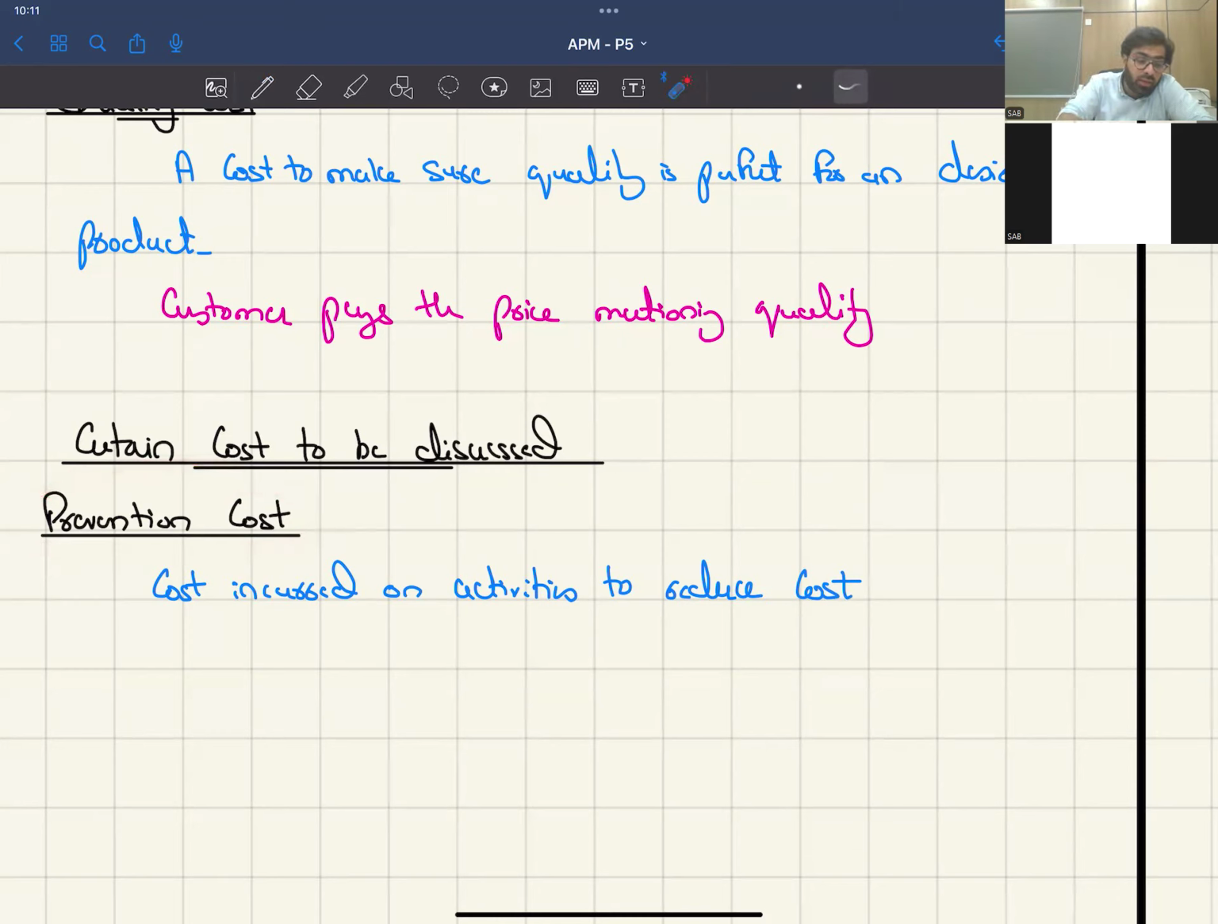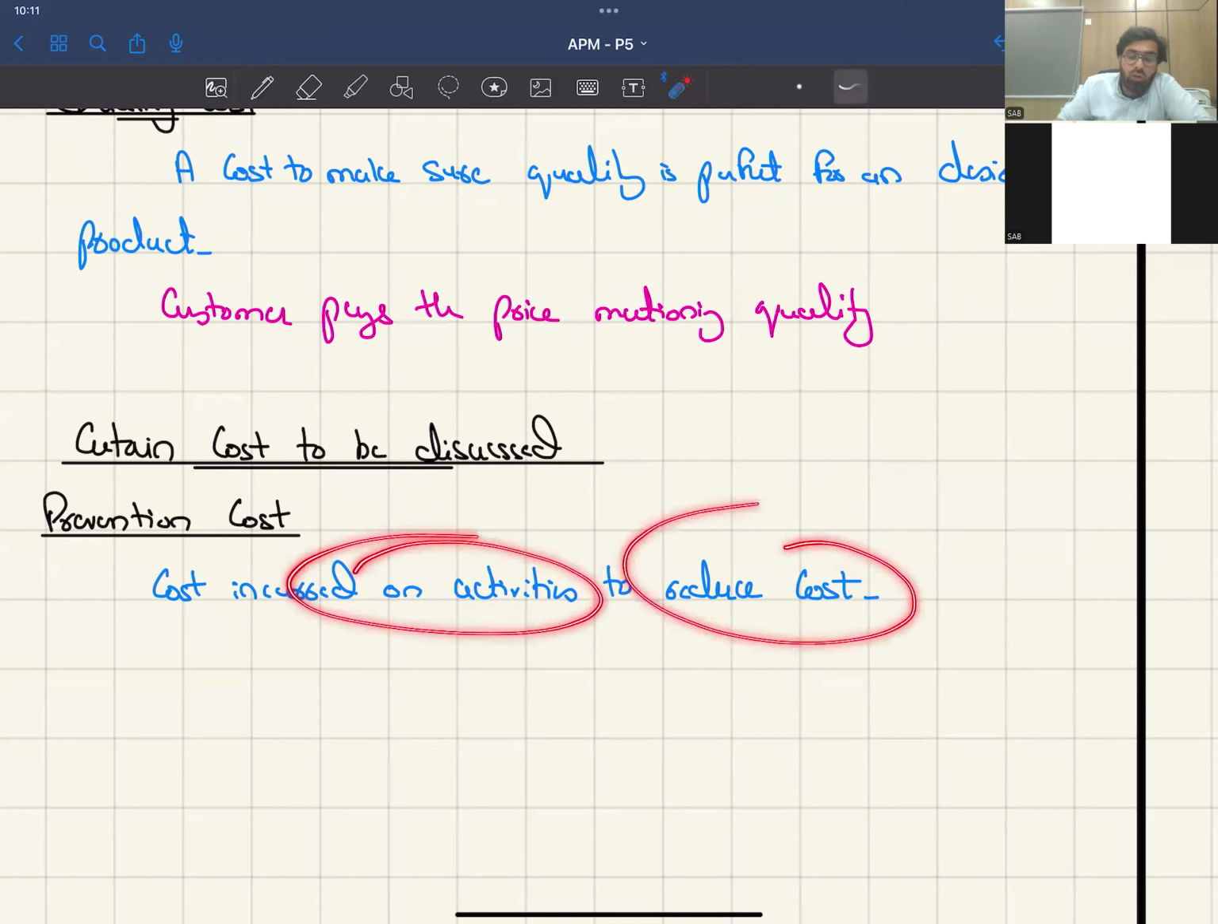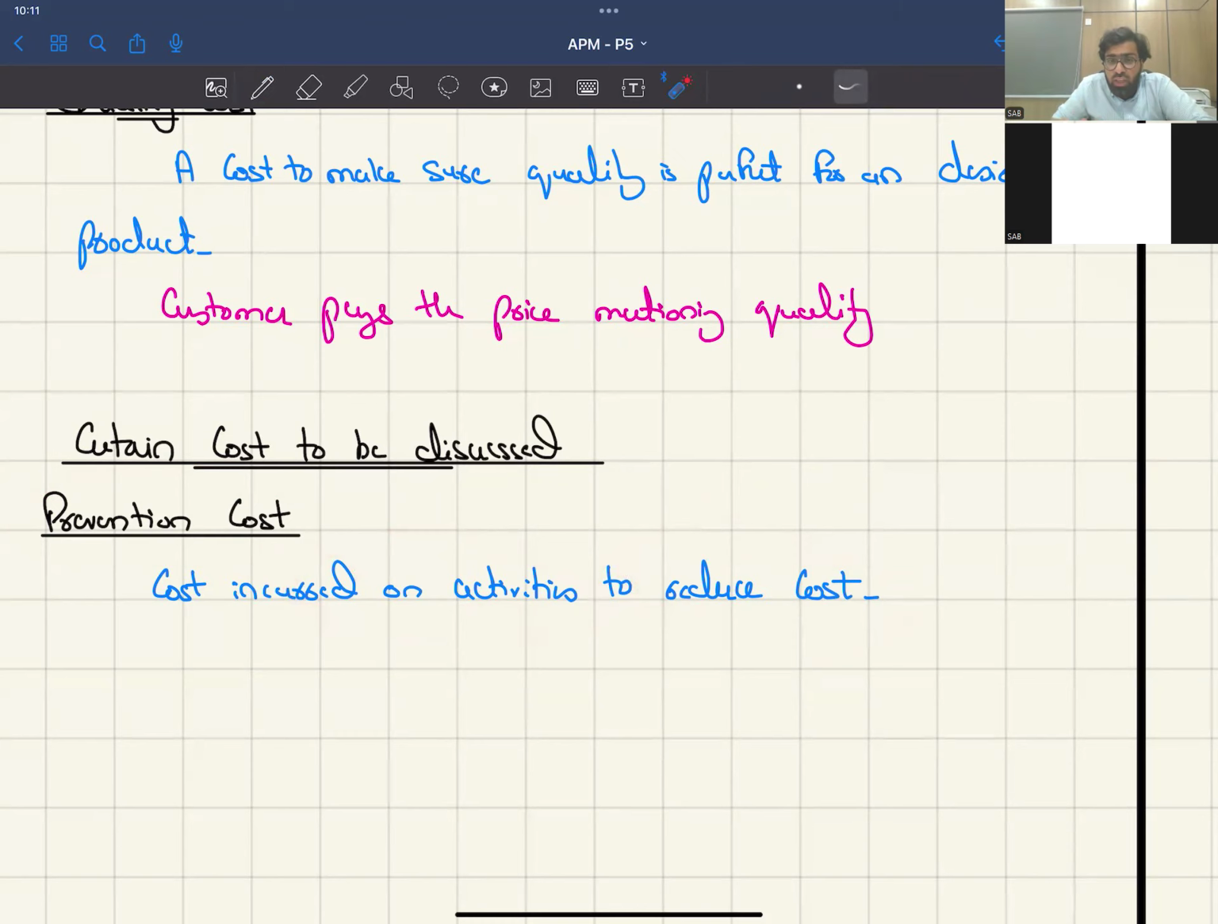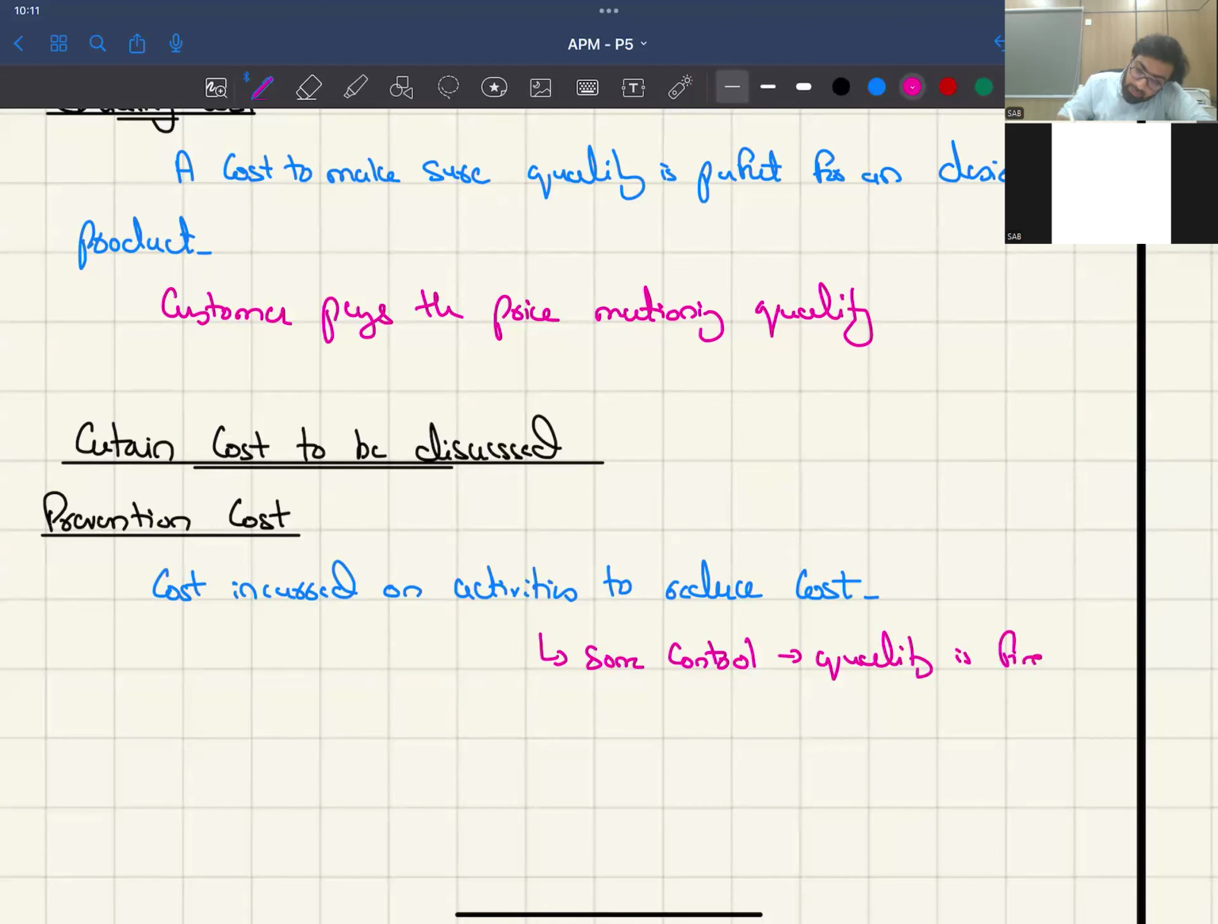What's prevention cost? The cost that you incurred on activities to reduce cost. You perform some procedures, you perform some controls to make sure the quality is fine, right? Okay, so this is prevention cost.